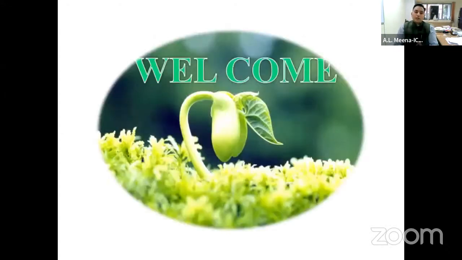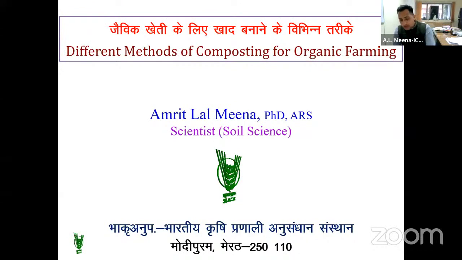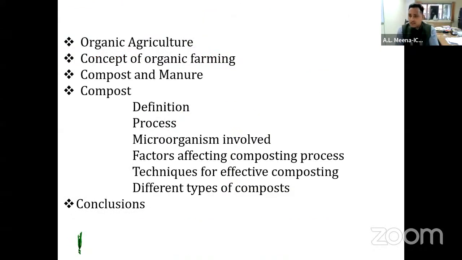So, good morning, everyone, and I welcome you to my lecture. Today I will cover the different methods of composting for organic farming. First, we will discuss a little bit about organic agriculture and the concepts of organic farming. Then we will discuss compost and manures, the definition of compost, the processes, and the different kinds of microorganisms involved in the composting process. Major emphasis will be on the factors affecting the composting process and the different phases of composting. Then I will discuss some major methods followed in our country for preparation of compost. And then we will discuss the conclusions.